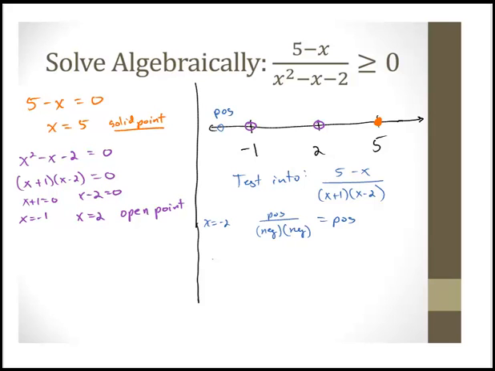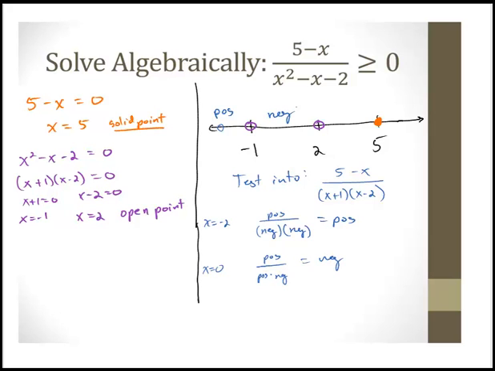Then I test a value between negative 1 and 2. How about I test 0? If x equals 0, I have 5 minus 0, which is positive, over 0 plus 1, which is positive, times 0 minus 2, which is negative. So let's see, that's going to end up being negative.